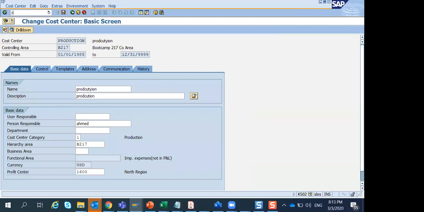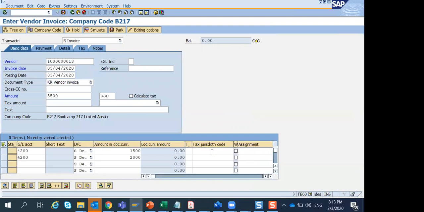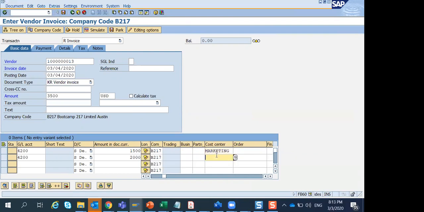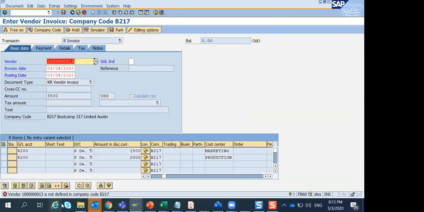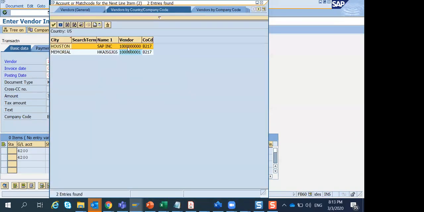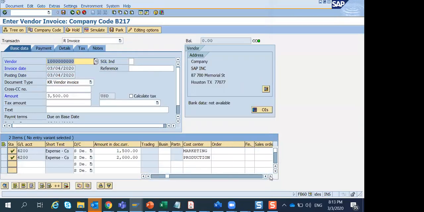Now let me just shut this. Let me come here. So now we said we want to have one as marketing and the other one as production. I have a cost center of marketing and another cost center which is production. You can have anything, so it doesn't have to be marketing and production. And click enter. Oh, this one is not my vendor. Let me get my vendor number. No, it's okay. This is my partner. Click enter. And as you can see, make sure the profit center is different before you actually post it.